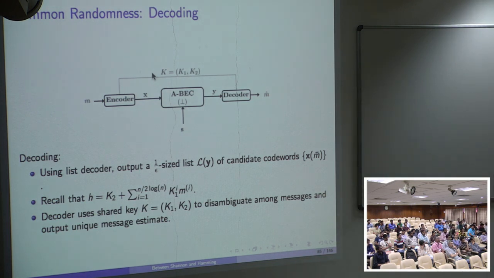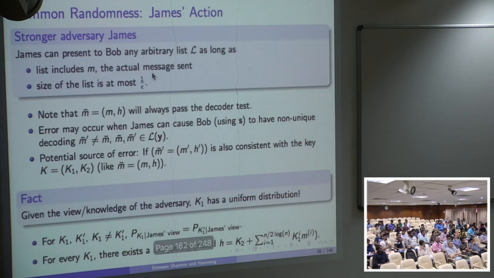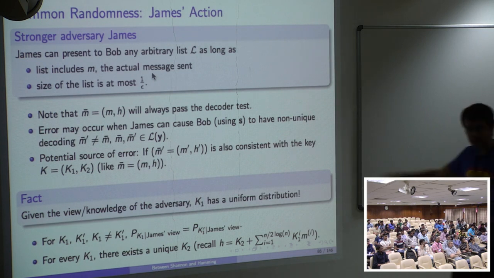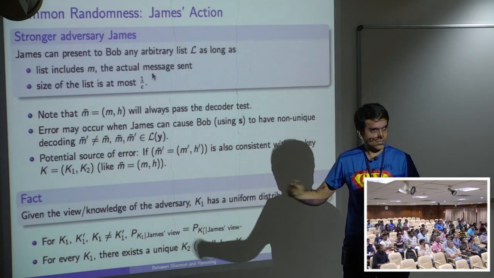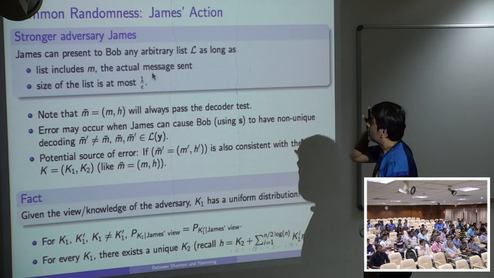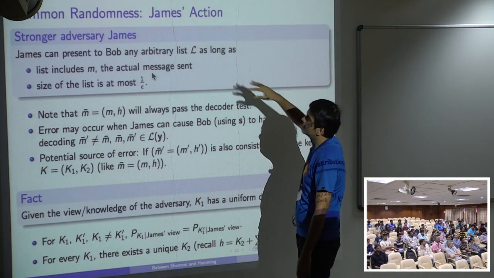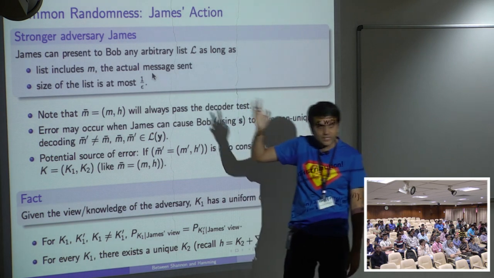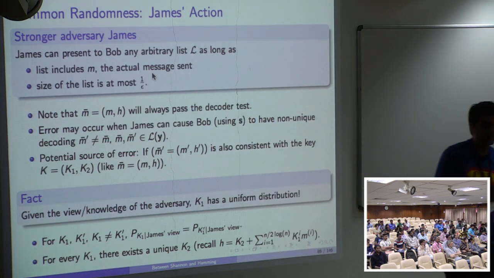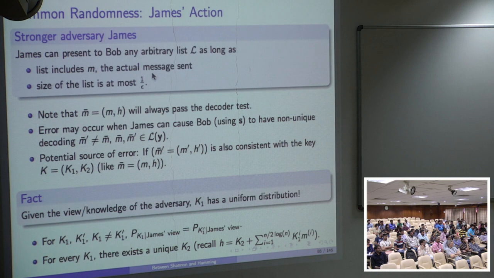But what I'm going to state over here will actually be independent of the channel. It's sort of a black box reduction. As long as you have a list decodable code in the middle, then you could always do this disambiguation step on the outer side. Now we'll actually even strengthen the adversary James in a subtle way, which will just make our proof a little bit easier. We'll say that James can.